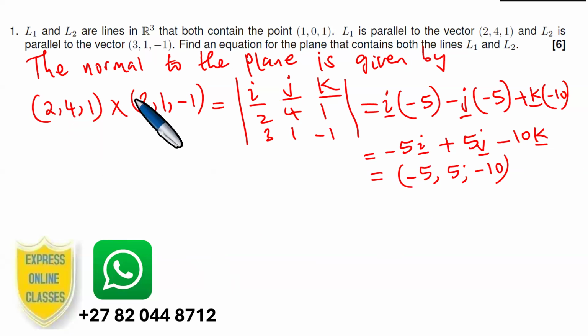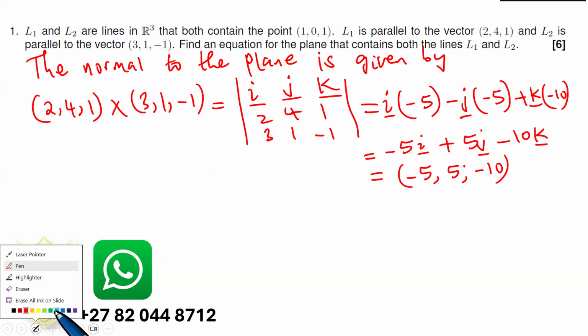In other words, L1 is parallel to the vector (2, 4, 1), and L2 is parallel to the vector (3, 1, -1). You need to find an equation for the plane that contains both lines L1 and L2. And therefore, we find the vector cross product of the two vectors, which are (2, 4, 1) and (3, 1, -1). Therefore, the equation of the plane is given by the equation.